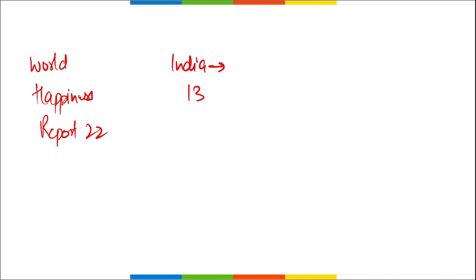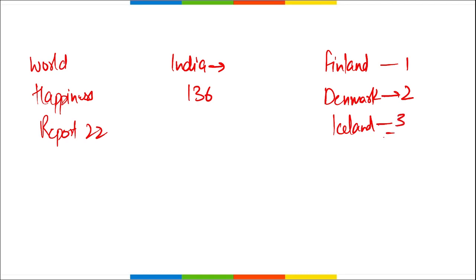Then if we are talking about the World Happiness Report for the year 2022, this was released by the United Nations Sustainable Development Solutions Network. Here the rank of India was 136. The country that topped was Finland on first position, Denmark on second position and Iceland on the third position. And at the bottom was Afghanistan in the World Happiness Index, and here the rank of India was 136, that you have to remember.